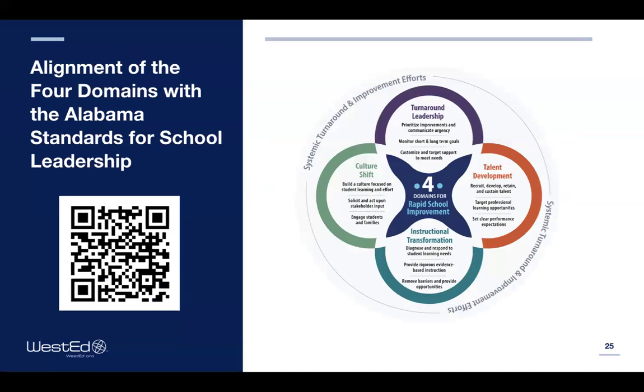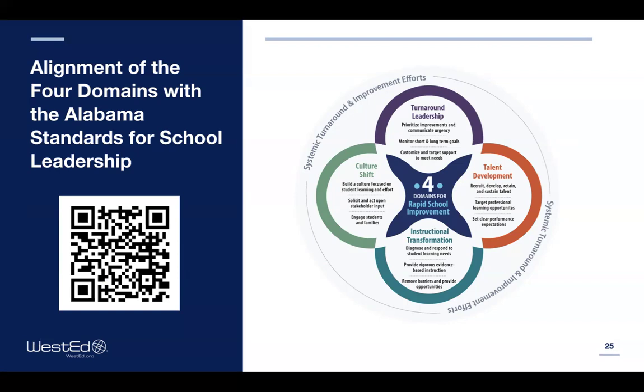Building on the overview of the 4 domains for rapid school improvement, which include turnaround leadership, talent development, instructional transformation, and culture shift, these domains are essential in helping leaders recruit, develop, and retain a diverse and effective staff. Standard 3, managerial and operational leadership, indicator C, emphasizes the importance of effective leadership in driving school transformation by aligning these domains with the goal of ensuring all students have access to high-quality educators.